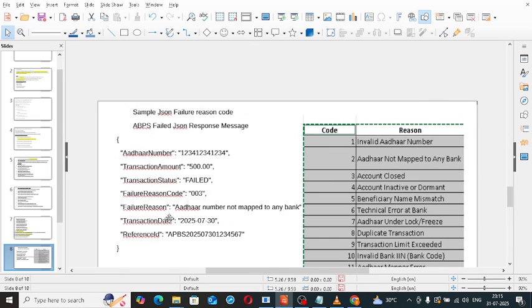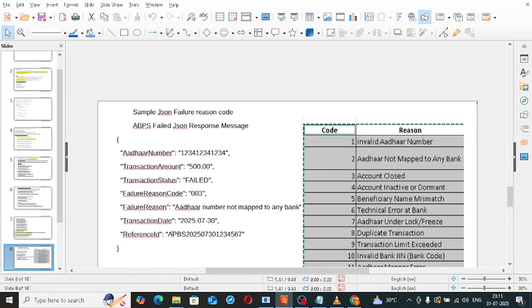Next, see this sample JSON response. This is the Aadhaar number. Transaction amount is 500. The transaction status is failed. The reason code I got is 003. Failure reason: Aadhaar number not mapped to any bank, because the Aadhaar number I provided is not mapped to any bank. Even those details are not available in the NPCI Aadhaar mapper. So the error is thrown.